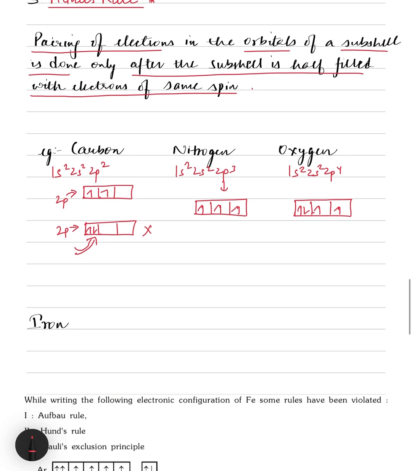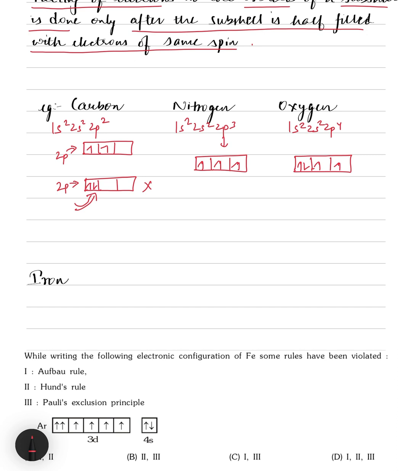Another example is iron. Now iron has atomic number 26, so the configuration will be 1s2, 2s2, 2p6, 3s2, 3p6 and 4s2, 3d6. Now the 3d subshell is not completely filled. We know the d subshell can have 10 electrons, but here we have only 6 electrons. So if we have 6 electrons, how do we fill them?